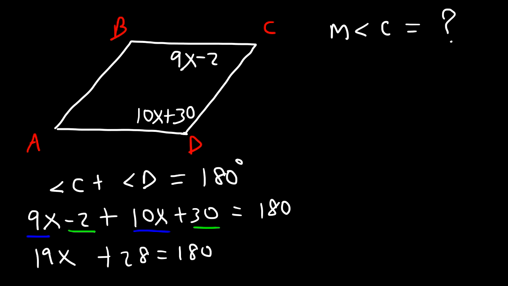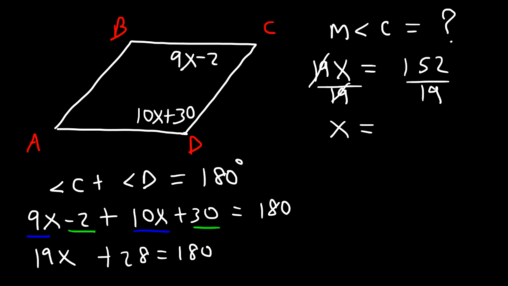So now we need to subtract both sides by 28. So 180 minus 28, that's 152. Now let's divide both sides by 19. So 152 divided by 19 is 8.